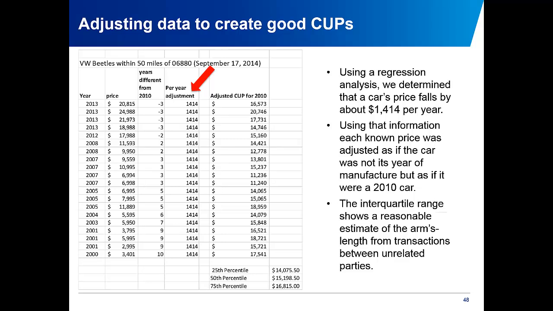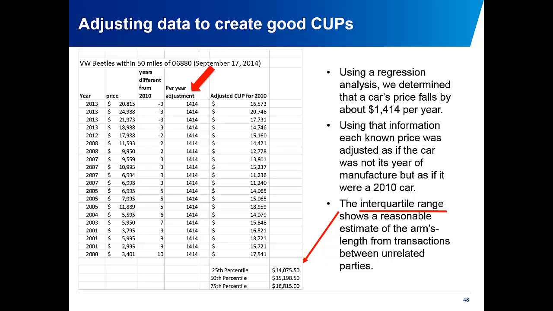We do this for every car that we can make an observation for. And then what we look at is we say, well, this is a wide range of results, but let's look at the interquartile range and see what answer we get. And the interquartile range, which is frequently used in transfer pricing, shows that the price of a 2010 VW Beetle, we'll probably also note within 50 miles of my home zip code, ranged from $14,075.50 to $16,815, with a median, or the 50th percentile, being $15,198.